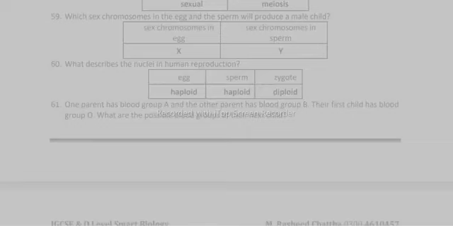59. Which sex chromosomes in the egg and the sperm will produce a male child? Sex chromosomes in egg, sex chromosomes in sperm: X, Y. 60. What describes the nuclei in human reproduction? Egg, sperm, zygote: haploid, haploid, diploid.